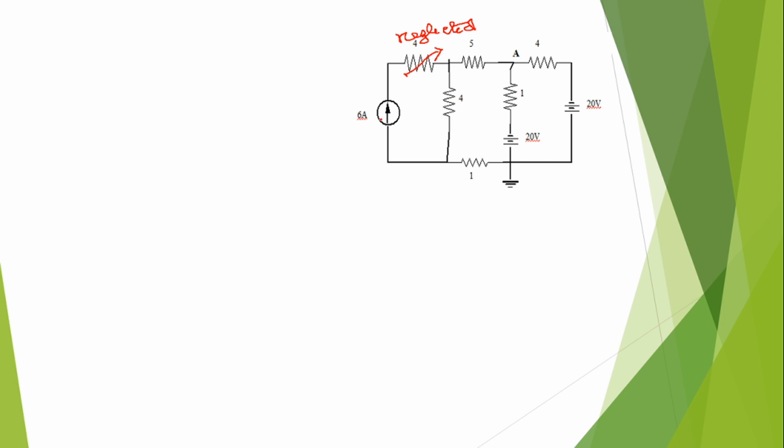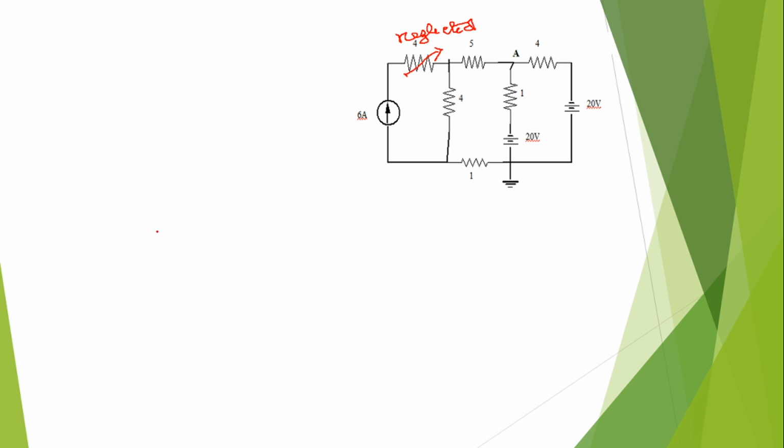And in node voltage, if there are any voltage sources, practical voltage sources, convert them into practical current sources. So this is one of the practical voltage sources. This is the another practical voltage source. So these are the two practical voltage sources in the network. So convert this into practical current sources.